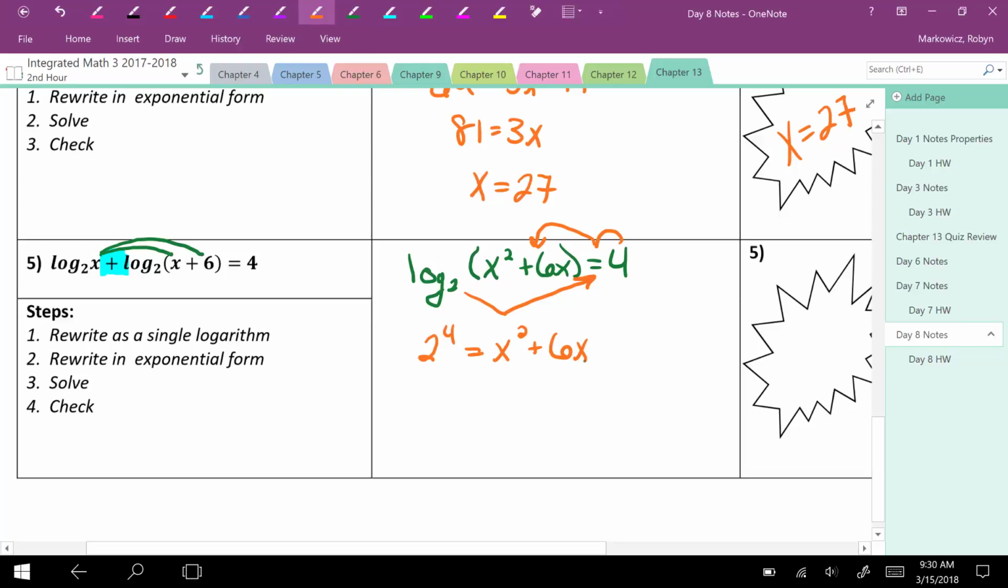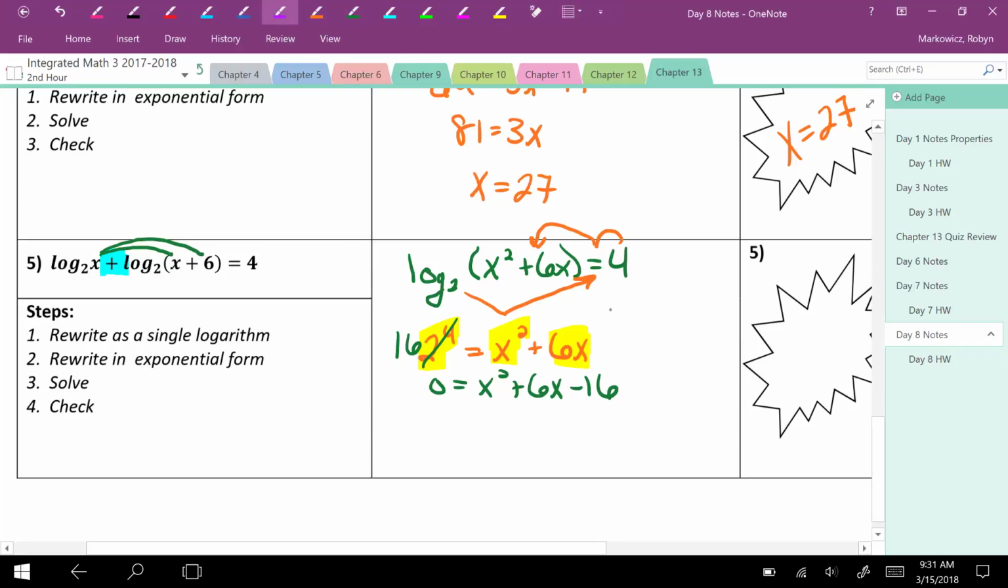If we take a look here, what do you notice? We have a factoring problem. How do we know it's a factoring problem? We have 3 different terms here. We have an x squared, we have an x, and we have just a number. What is 2 to the 4th? 16. I'm going to move that 16 to the other side, so I'm going to subtract and get 0 is equal to x squared plus 6x minus 16.